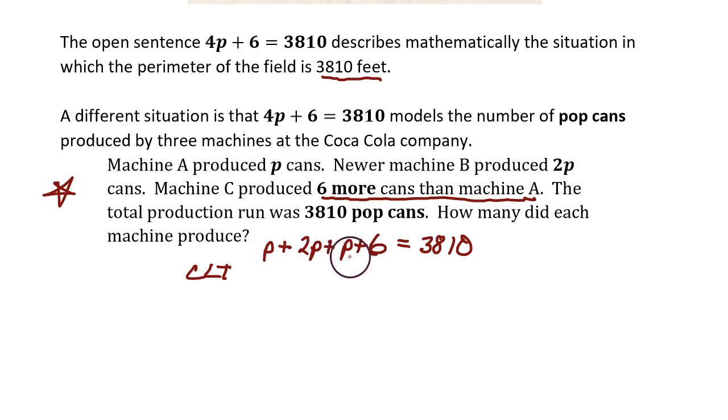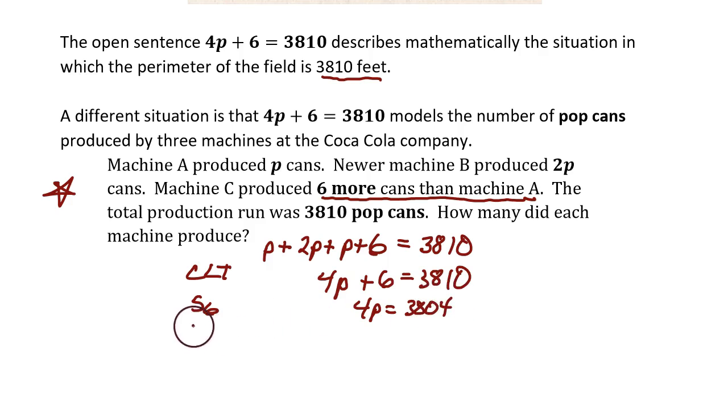Next, combine like terms. 1p plus 2p plus 1p is 4p. Then subtract 6 from both sides. Then divide by 4. The result is 951. Now let's make sure we've answered the question. How many did each machine produce? When we find the answer for p, that's telling us how many machine A produced. 951 cans.